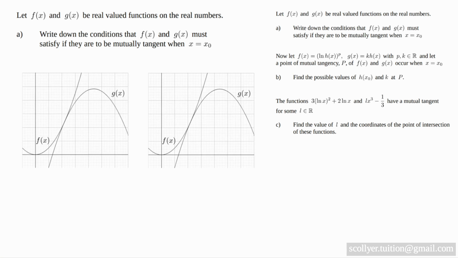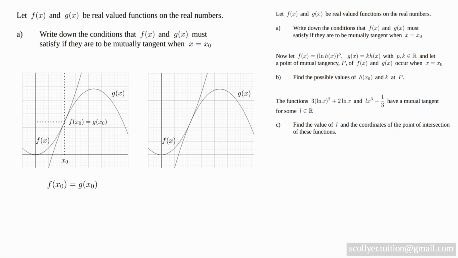For f(x) and g(x) to be mutually tangent at x_0 along this line, it's clear that f(x) and g(x) must meet. They must have the same value at x_0. So we must have that f(x_0) equals g(x_0). So the first condition is that f(x_0) equals g(x_0).